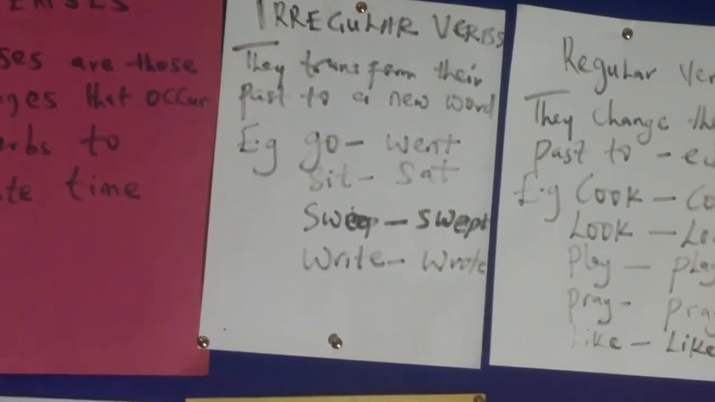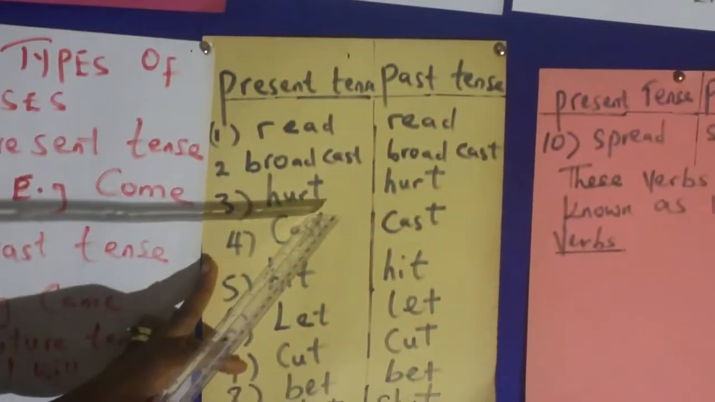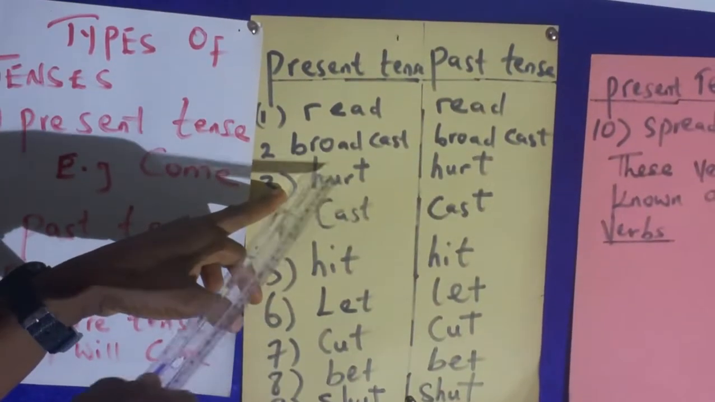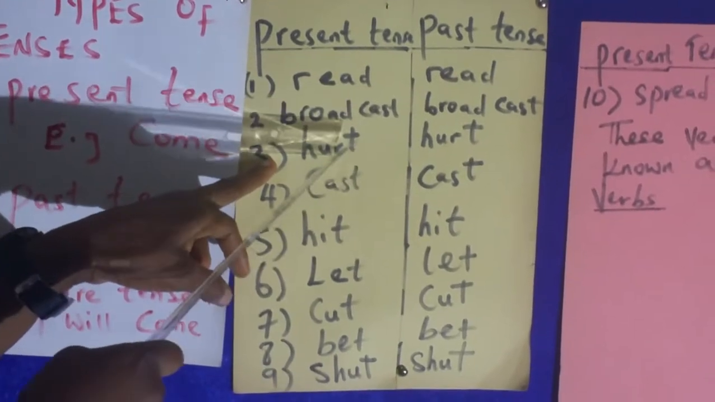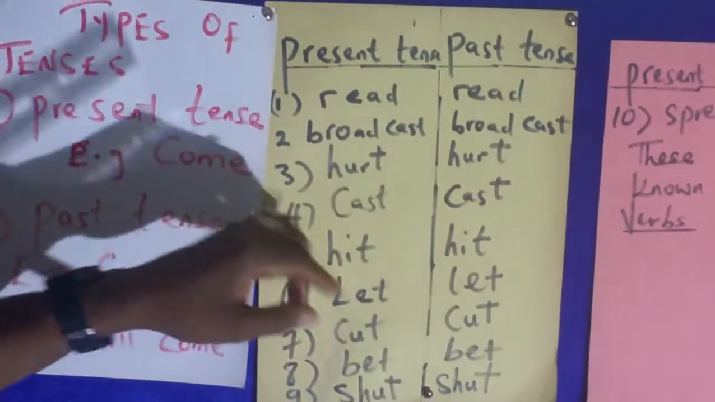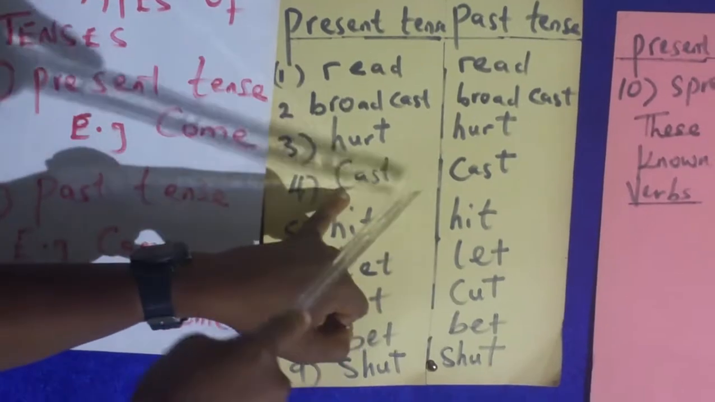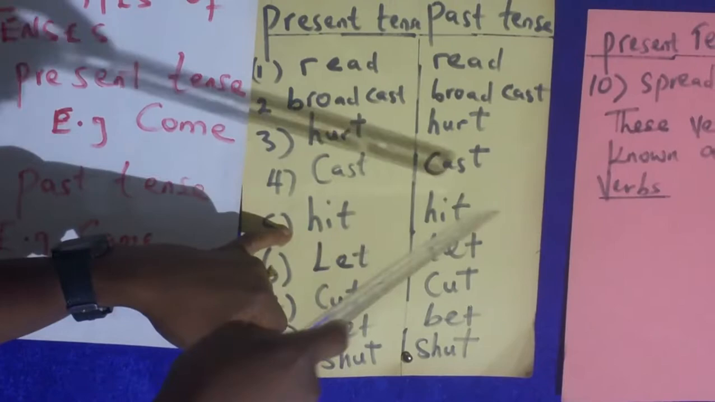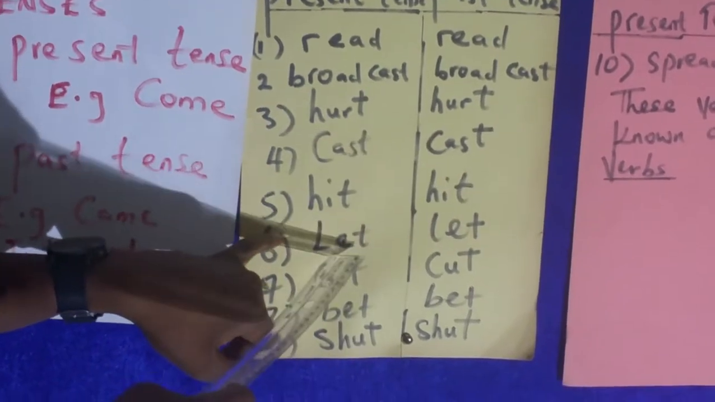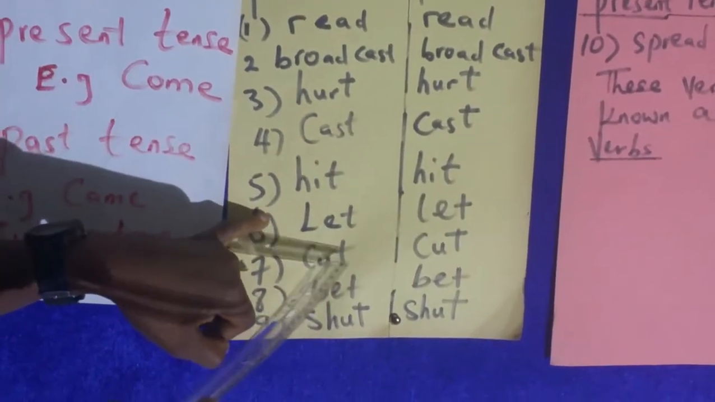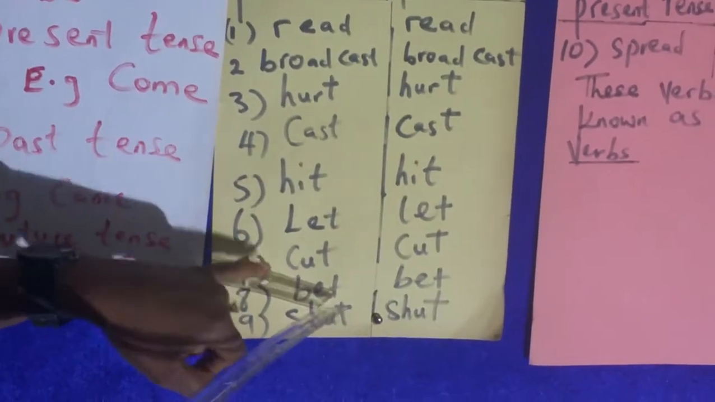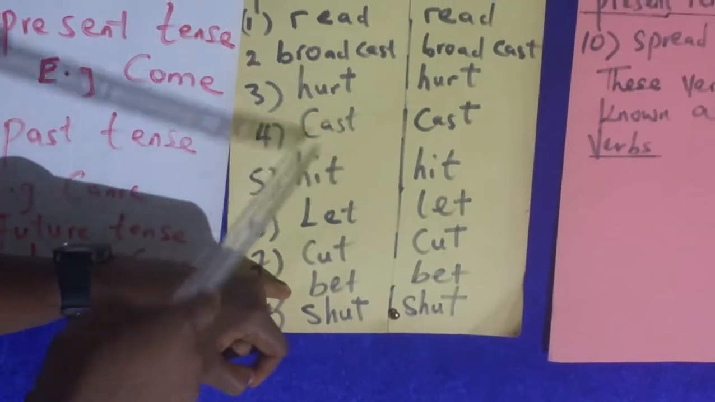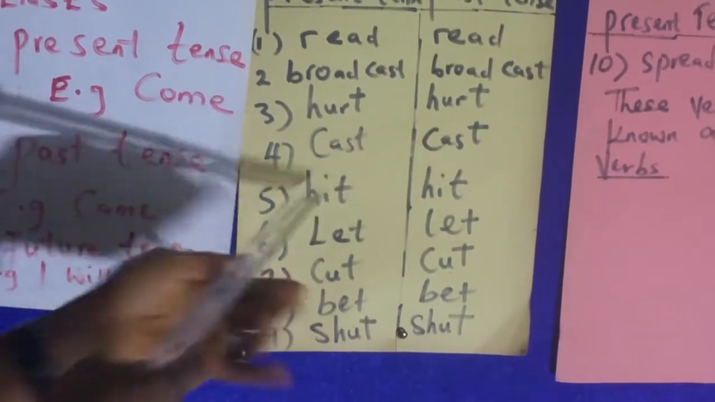If you look at the screen, we have hurt. The past tense of hurt is hurt. If you check this word now, there is no change. The word remains the same both in present and in the past. Here we have cast. The past tense of cast is cast. Here we have hit. The past tense of hit is hit. Let. Cut. Bet. Shut. All these are also irregular verbs.